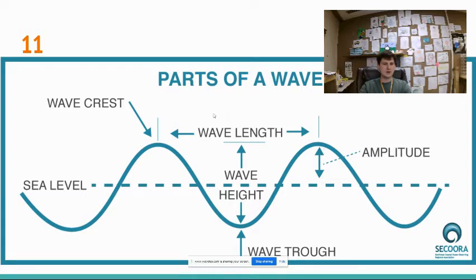We also need to know the wavelength. The wavelength is just the length of one wave. And you can measure the wavelength from crest to crest. You can measure it from trough to trough, or you can measure it from the start of one wave to the start of the second wave. Those are all ways that we can measure the wavelength.